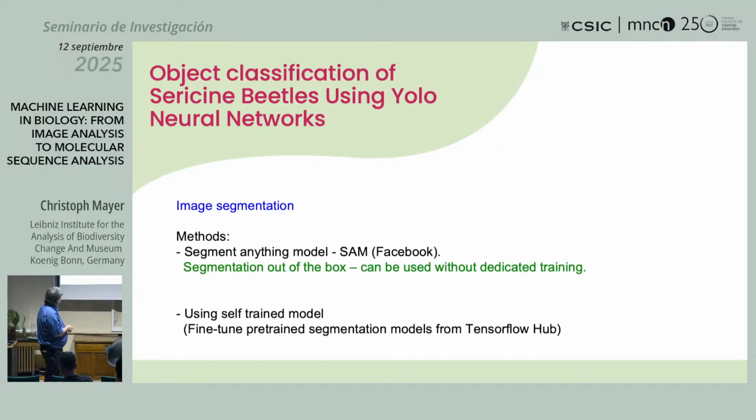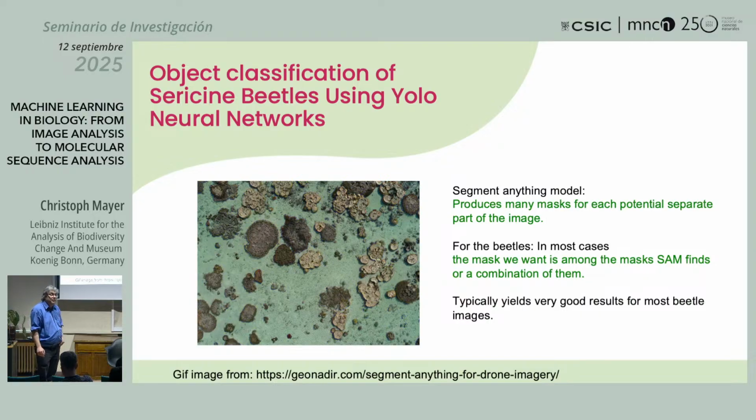So what we used was image segmentation with the Segment Anything Model. That's the SAM model. Facebook has created that one. Basically, that can be used to segment images out of the box. You just give it an image and it tries to find the different parts of that image. We can also use self-trained models. Basically what we do, we fine-tune a pre-trained segmentation model, for example, from TensorFlow Hub, and we can work with that.